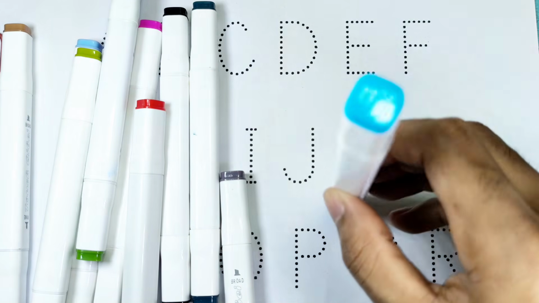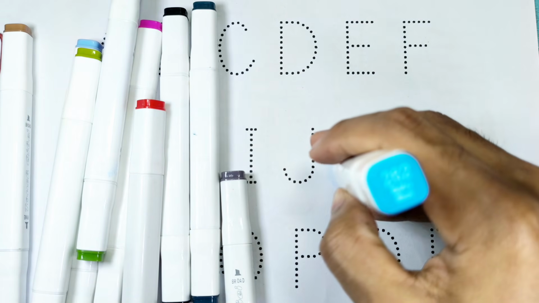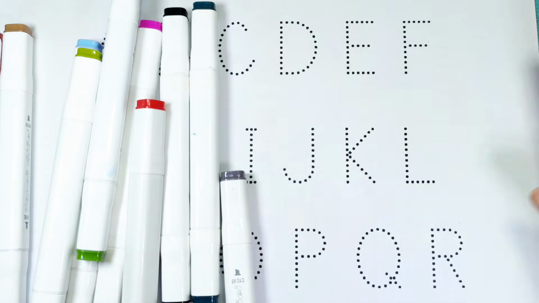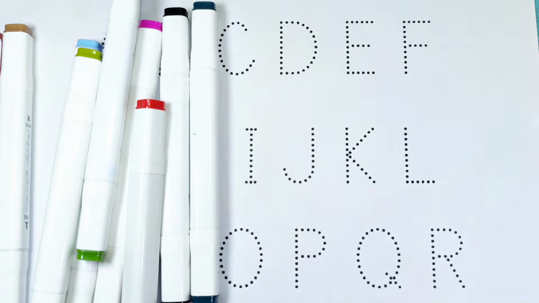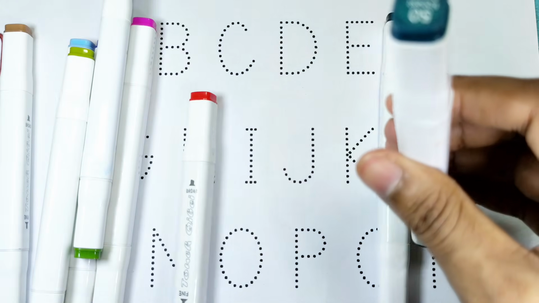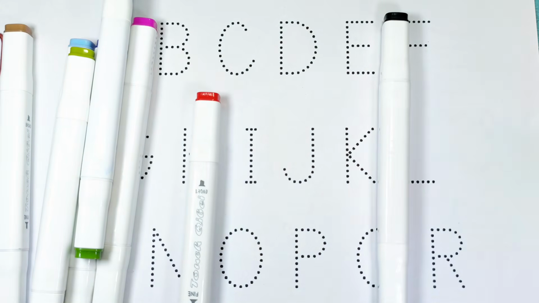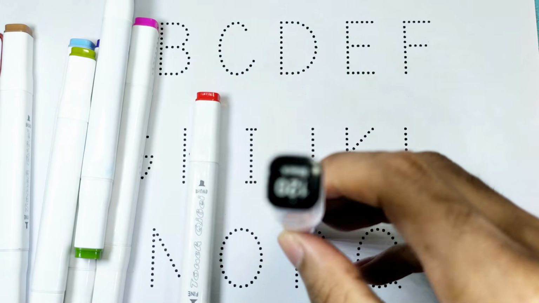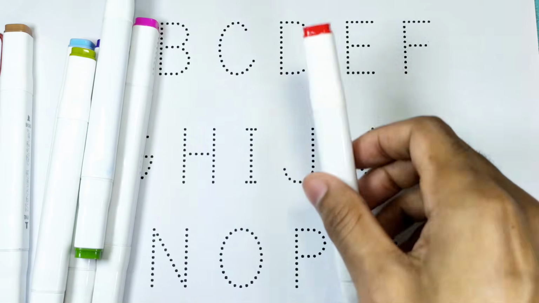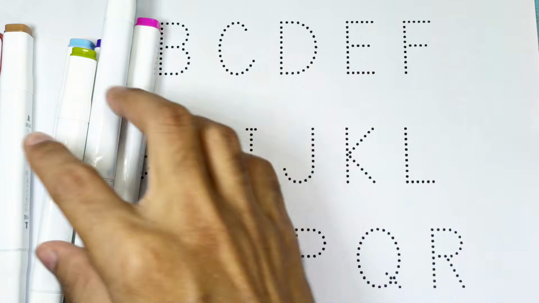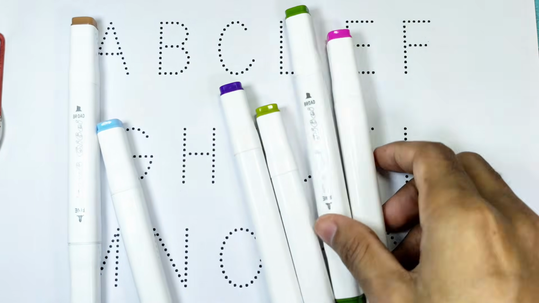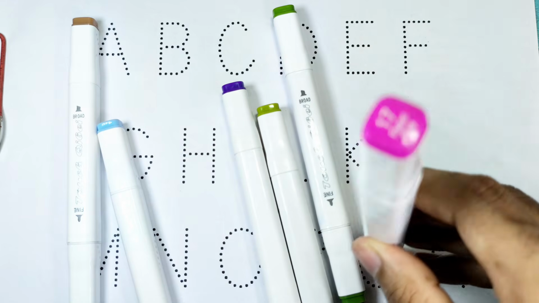Wow, so many colors. Baby blue color. Kids, the next one is warm gray color. Wow. Forest green color. Black color. And the next one is geranium color. Stay with us. So many colors. The next one is pastel pink color.